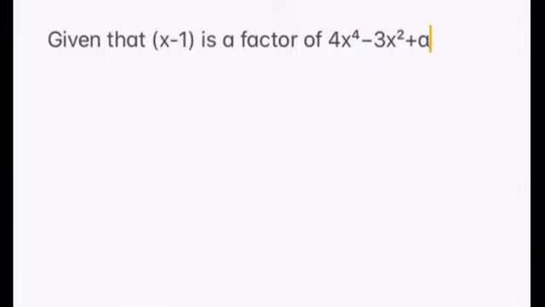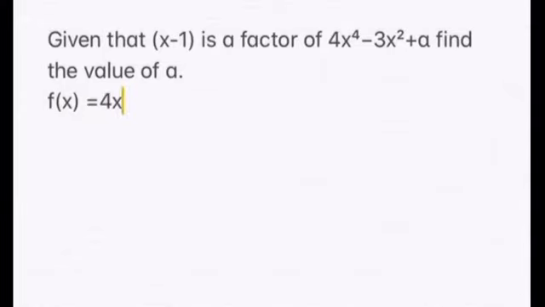Let's look at an example in which, given that x plus 1 is a factor of 4x to the power 4 minus 3x squared plus a, it asks us to find the value of a. So firstly, we're going to write the polynomial as a function. So f of x equals 4x to the power 4 minus 3x squared plus a.